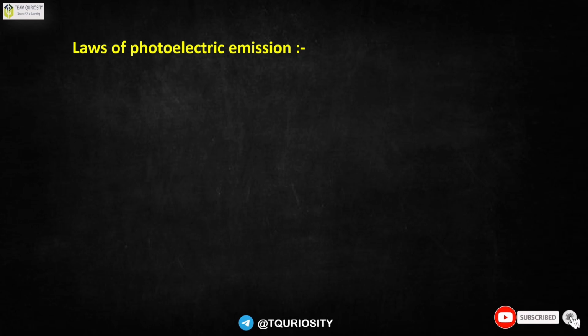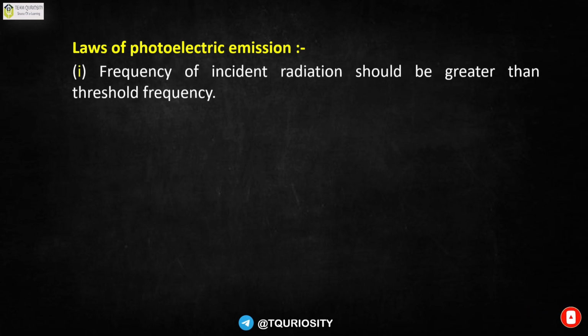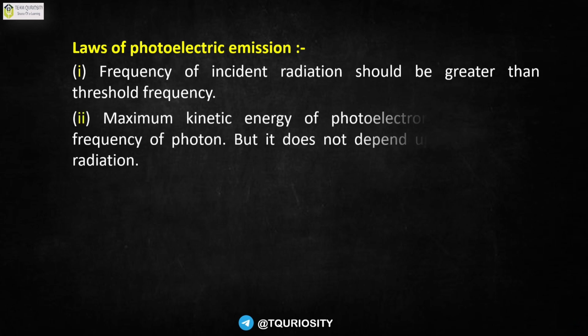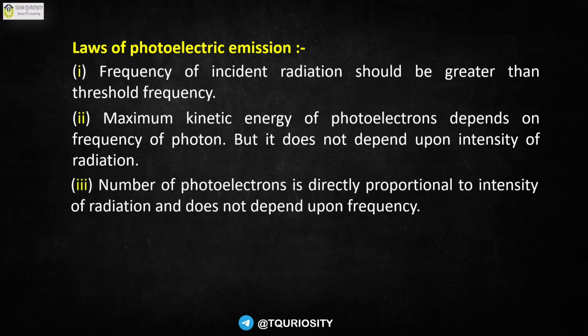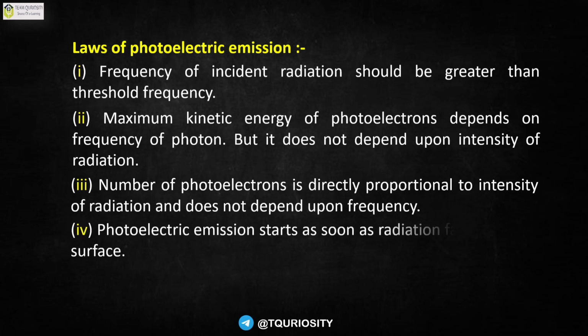Now let us go towards the laws of photoelectric emission. The first law: the frequency of incident radiation should be greater than the threshold frequency. Second law: the maximum kinetic energy of photoelectrons depends on the frequency of the photon, but it does not depend upon the intensity of radiation. Third law: the number of photoelectrons is directly proportional to the intensity of radiation and does not depend upon frequency. Fourth: photoelectric emission starts as soon as radiation falls on the metal surface.